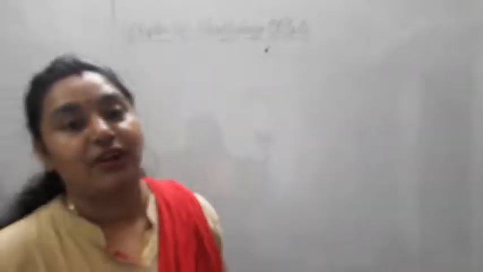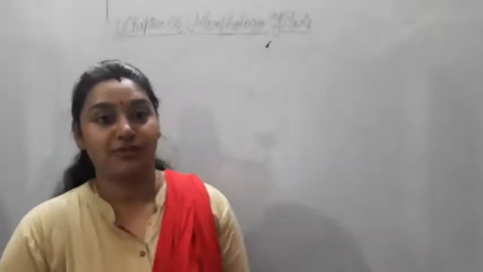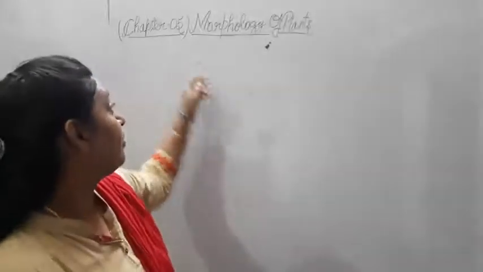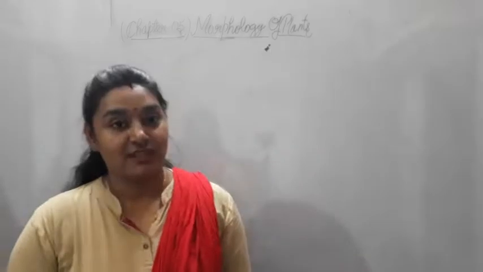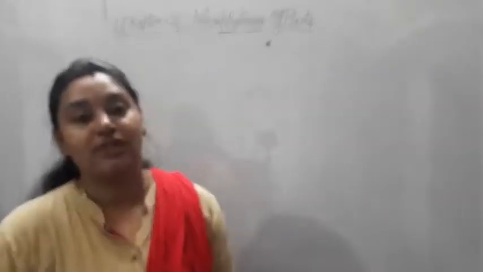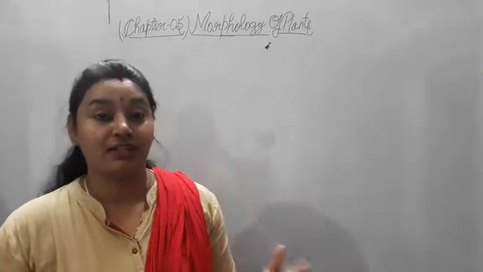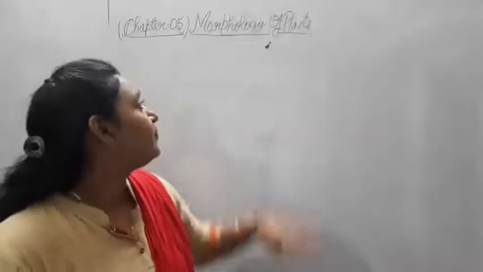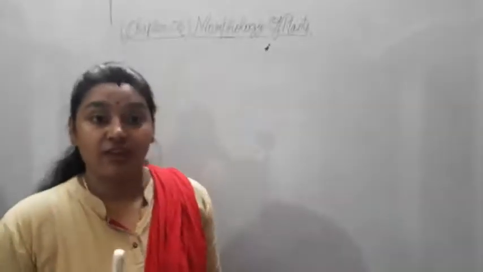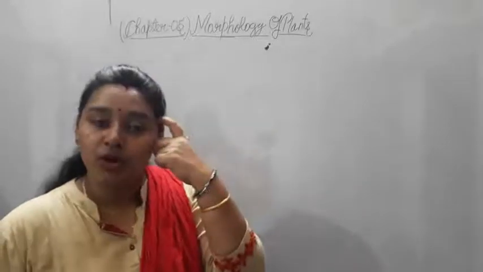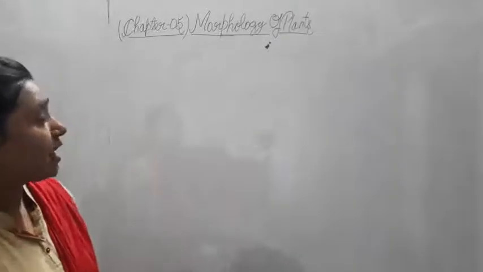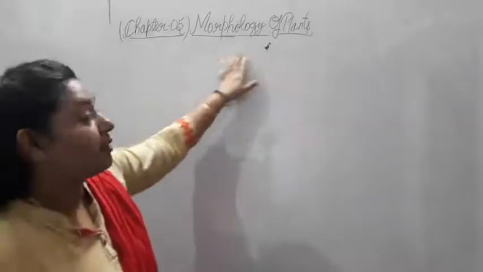Today we are going to start with the new chapter of class 11 biology, that is chapter number 5, Morphology of plants. So let us begin with the chapter and see what are the things which we are going to study in this chapter. But before that, let us find out what the chapter means or what the chapter is talking about. Your chapter is Morphology of plants, right?